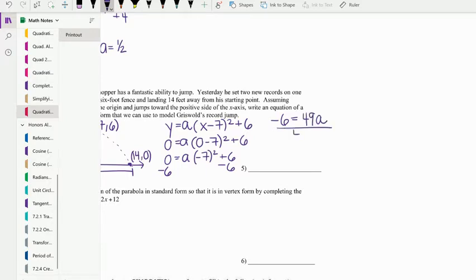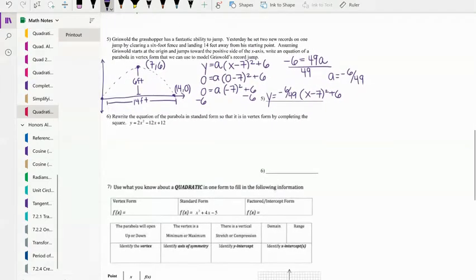Then we have to divide by 49. So a is equal to -6/49. Now, we could actually just leave it like that. We don't need to turn it into a decimal. So we get y = -6/49 (x - 7)² + 6. All right, next question.